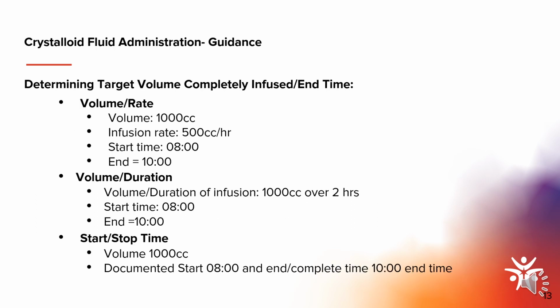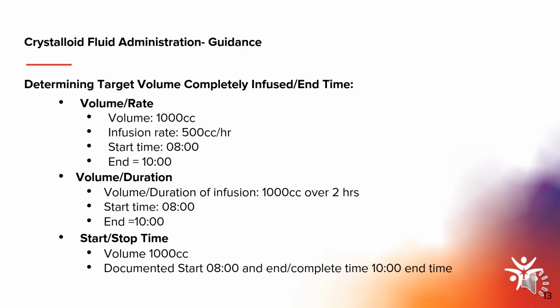Let's move on to determining the full target volume completion time. There are 3 ways to determine this end time based on how the fluid administration is documented. First is the volume and infusion rate. In this example, we have a volume of 1,000 cc's. The infusion is to be running at 500 cc's per hour. The start time is at 8 o'clock. There is no end time documented, so it's up to us to calculate the end time. Because we have 500 cc's an hour, it's going to take 2 hours to complete this infusion. So the end time is 10 o'clock.